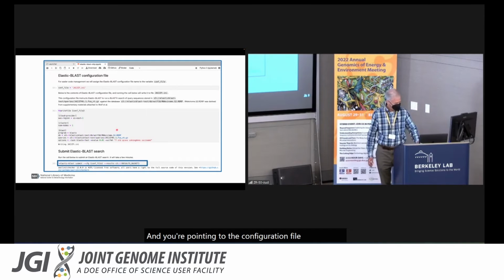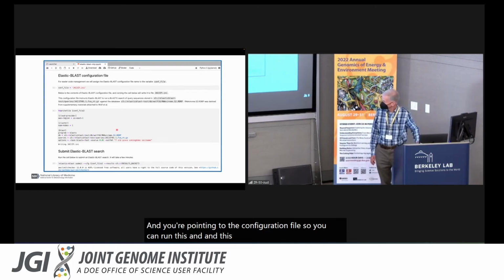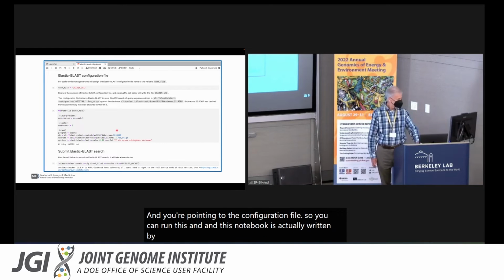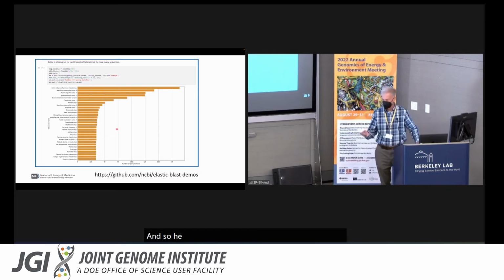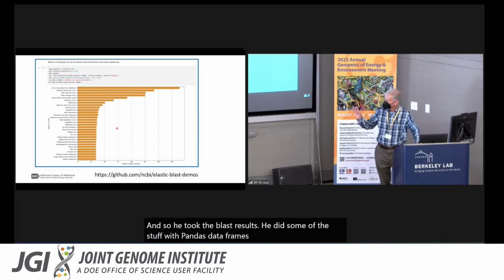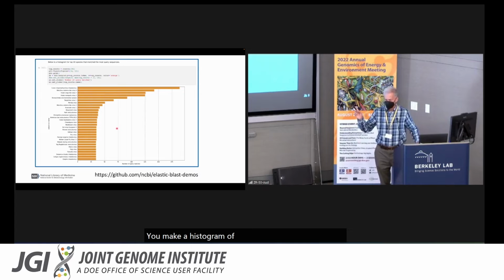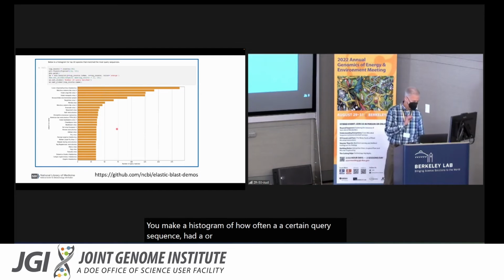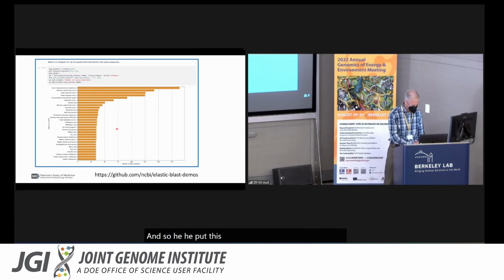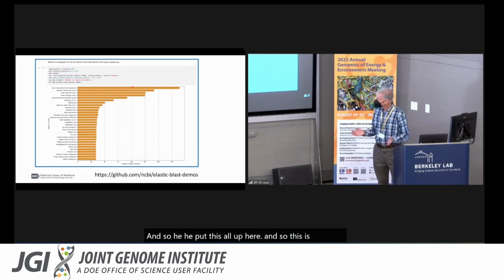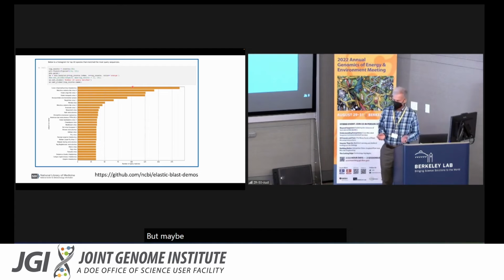So you can run this, and this notebook was actually written by Greg Borton in my group. He took the BLAST results and did some work with pandas data frames to make a histogram of how often a certain taxonomy had a match in a query sequence. And he put this all up here. This is kind of a nice picture, but maybe you don't like this picture.